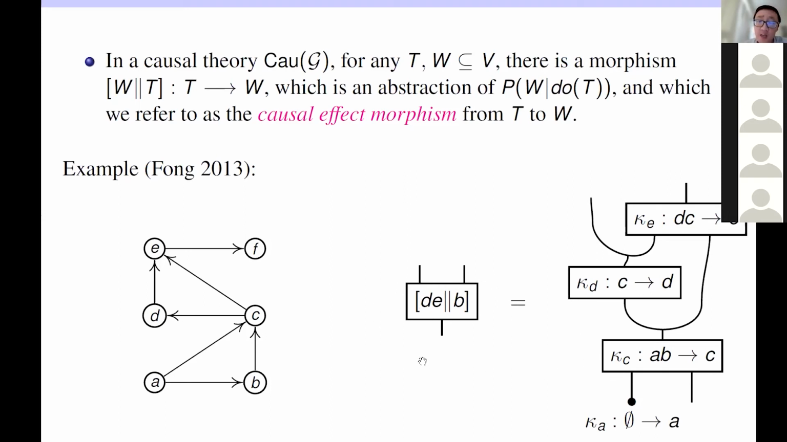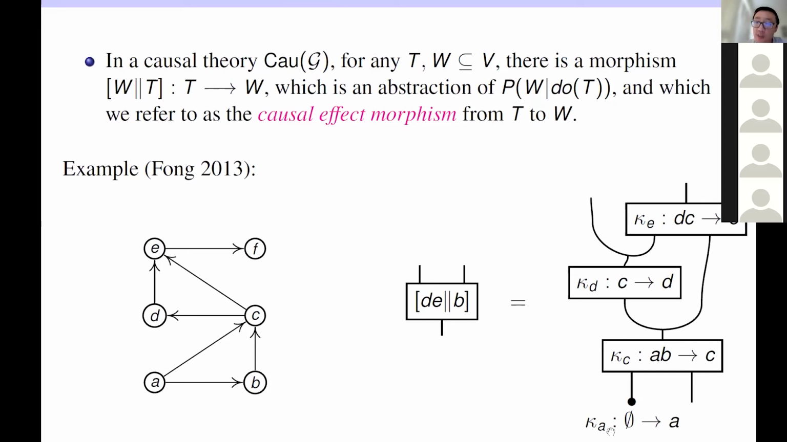For example, in this case, if you consider B to DE, you can see that starting from B, you will go through C and D, and through C and E. And you also have a directed path from A to C to D to E. So the variables that matter in this causal process from B to DE will be A, B, C, D, E. And that's how you compose this morphism, this process.